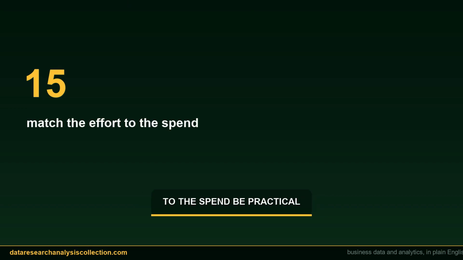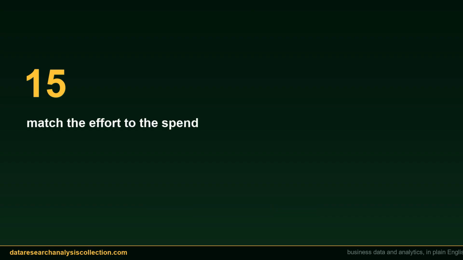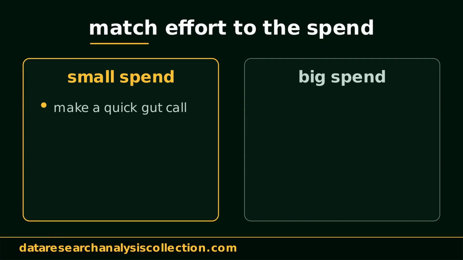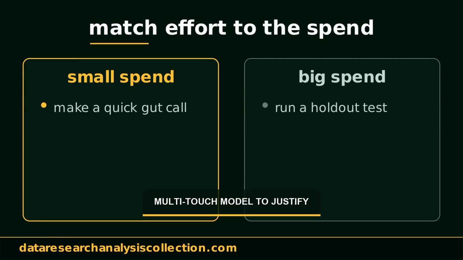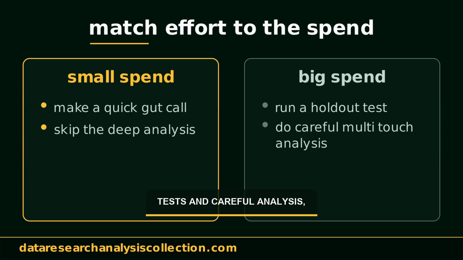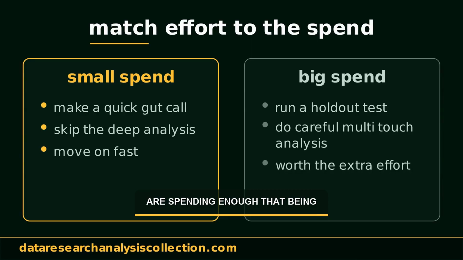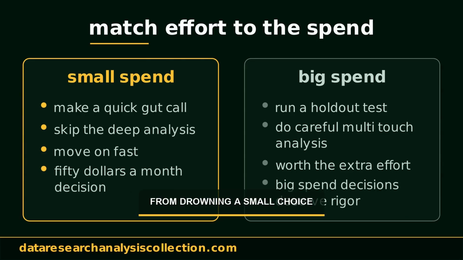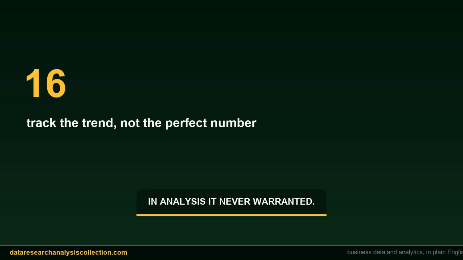Match the effort to the spend. Be practical about how much attribution rigor a decision actually deserves. If you are deciding whether to keep spending $50 a month on a channel, do not build an elaborate multi-touch model to justify it. Just make a reasonable call and move on. Save the real effort, the holdout tests, and careful analysis for the channels where you are spending enough that being wrong genuinely hurts. Matching the depth of your attribution work to the size of the spending decision keeps you from drowning a small choice in analysis it never warranted.